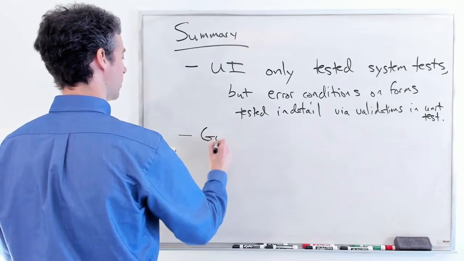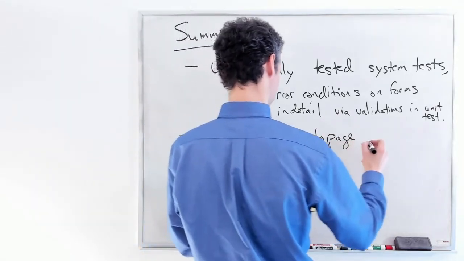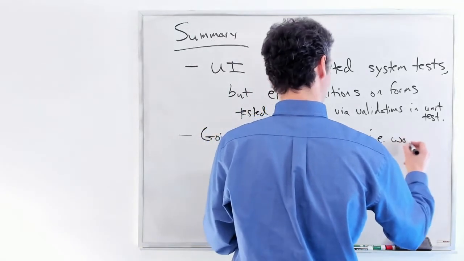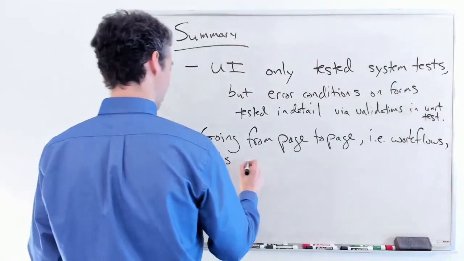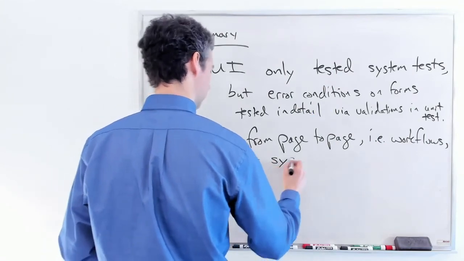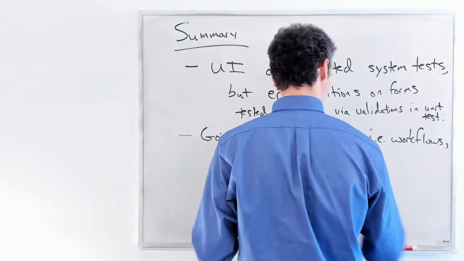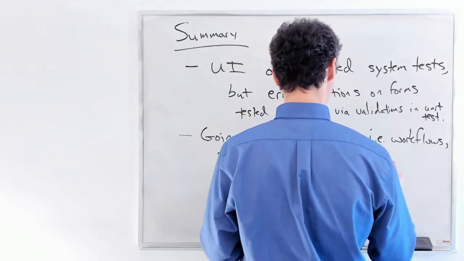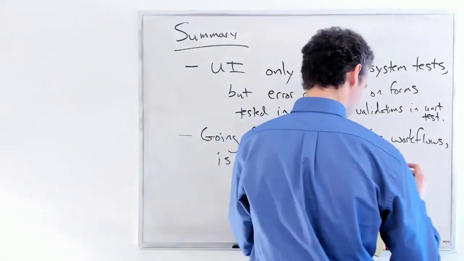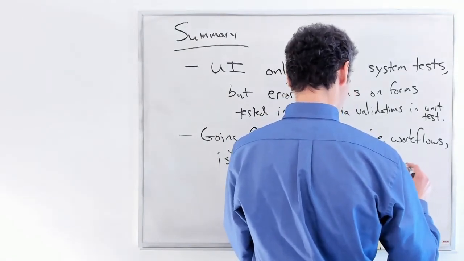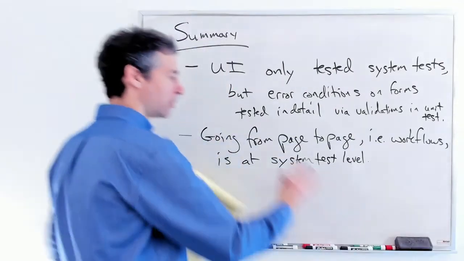Whenever we're going from page to page in our web app, or completing some task, so these various workflows that we do, this is at the system level. Don't do it with the controller tests. Actually do it with the system tests to actually engage that user interface. Because with the controller tests, we're not testing the user interface there. We're not going to be testing the views. We want to be sure that they're actually rendering and not having errors. So when we're going from page to page and we're doing a workflow, it's a system test.